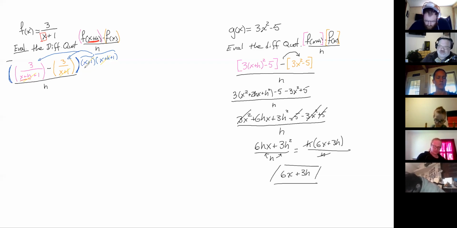Now, of course, we can't just multiply the top of the fraction by anything we want. We have to also multiply our denominator by that same thing. So we're going to multiply that denominator by x plus 1 times x plus h plus 1. That way we're multiplying the same thing on top and bottom, and we preserve the balance of our fraction.